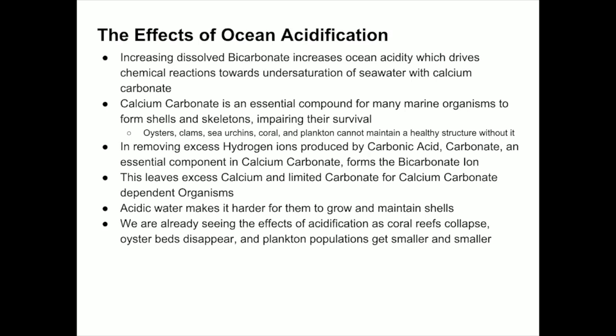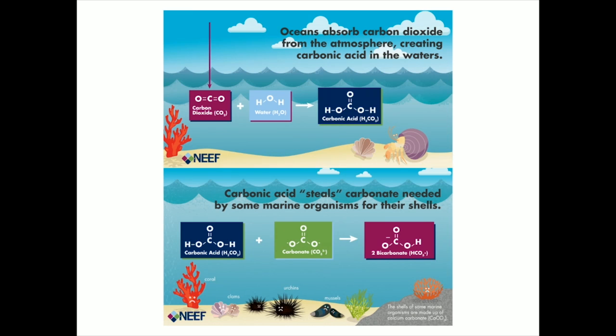This leaves excess calcium and limited carbonate for calcium carbonate-dependent organisms. Acidic water makes it harder for them to grow and maintain shells, and we are already seeing the effects of acidification as coral reefs collapse, oyster beds disappear, and plankton populations get smaller and smaller. This is just a diagram depicting what I've said. As the oceans absorb carbon dioxide from the atmosphere, they create waters richer in carbonic acid, and carbonic acid, quote-unquote, steals carbonate needed by some marine organisms for their shells.